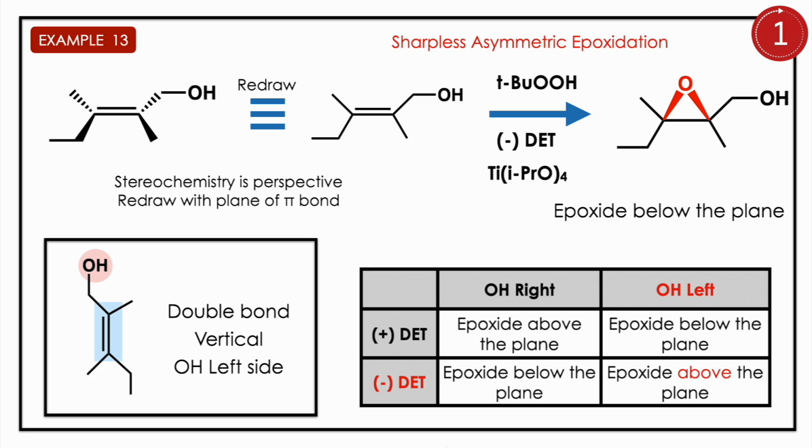If you bring double bond vertical, OH above, you can clearly see OH is on left side. You are using minus DET. So if you look at the table, you can clearly see above the plane epoxide. So alkene oxidized to above the plane epoxide.